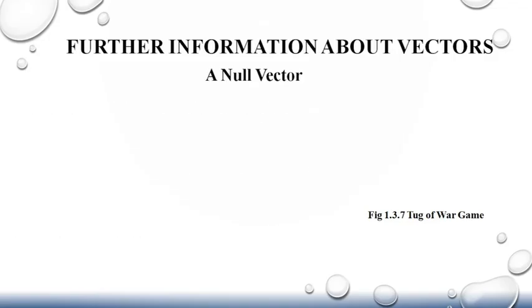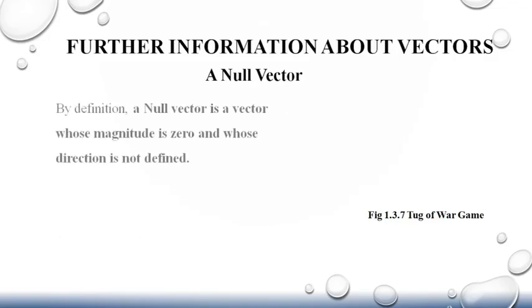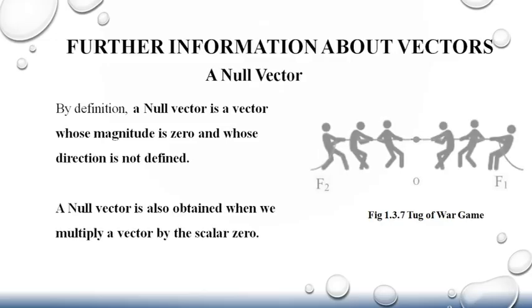By definition, therefore, a null vector is a vector whose magnitude is 0 and whose direction is not defined. A null vector is always obtained when we multiply a vector by a 0 vector.